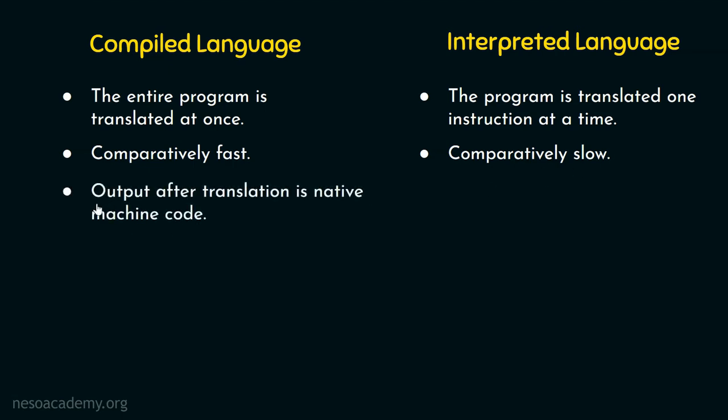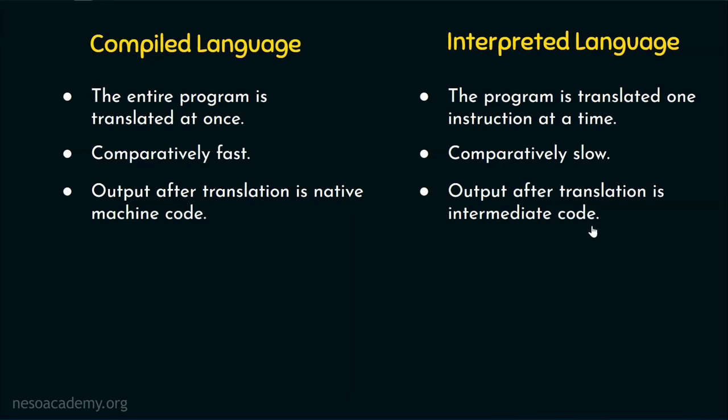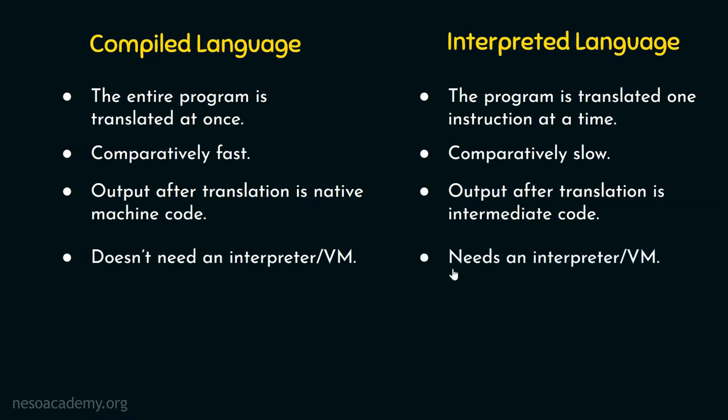In case of a compiled language, the output after translation is the native machine code, which is the final code that the machine executes. In case of an interpreted language, the output after translation is an intermediate code or a bytecode, as we know it, which is again processed by a virtual machine. This brings us to the fourth difference between both types of languages: a compiled language doesn't need an interpreter or a virtual machine, whereas in case of an interpreted language, we need an interpreter or a separate virtual machine in order to process the interpreted language code. So here we learned about the differences between compiled language and interpreted language.